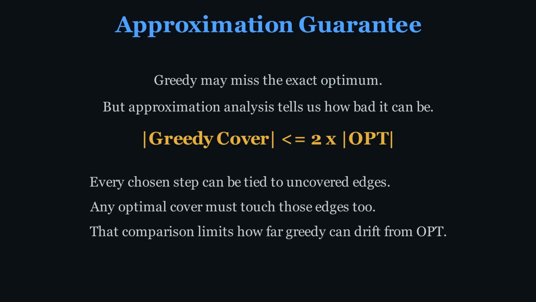Approximation guarantees are what make this algorithm intellectually satisfying. Even though we are not promising perfection, we are also not flying blind. For the standard approximation approach to vertex cover, the result can be bounded within a factor of 2 of the optimum. In plain language, that means the solution size will never be more than twice the size of an ideal minimum cover. That worst-case bound is powerful because it gives us a safety guarantee before we even see the input graph. The proof idea compares the algorithm's decisions against what any optimal solution must also be forced to cover.